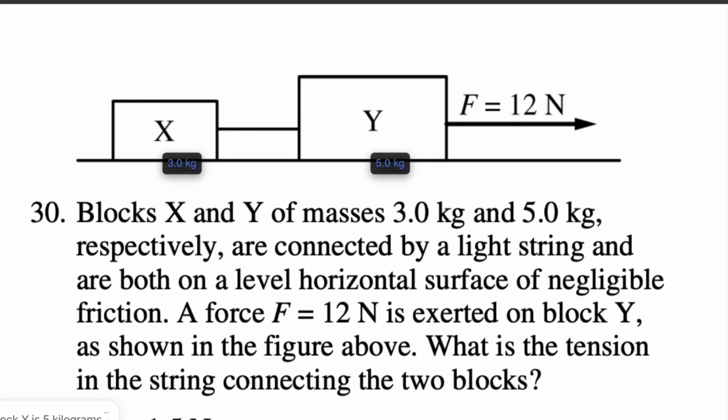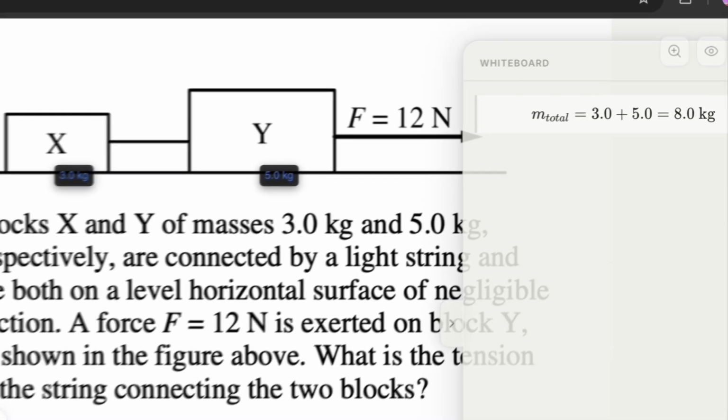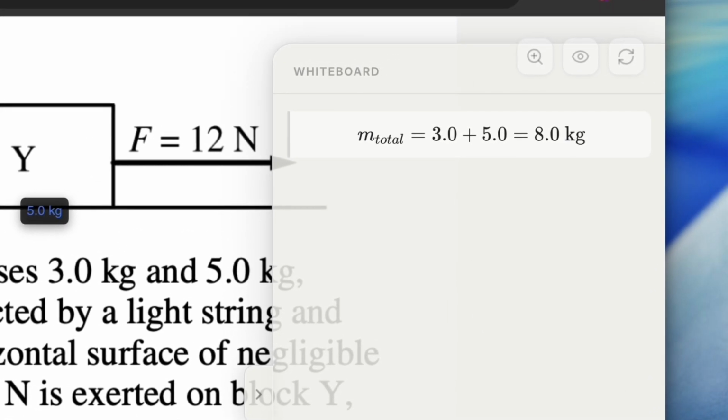To find the tension in the string between them, it helps to first figure out how fast the whole system is accelerating. Let's treat both blocks as a single combined object. The total mass is just the sum of the two blocks. The only external horizontal force pulling this entire 8-kilogram system is the 12 Newton force on the right. Using Newton's second law, we can calculate the acceleration of the whole system by dividing the net force by the total mass.